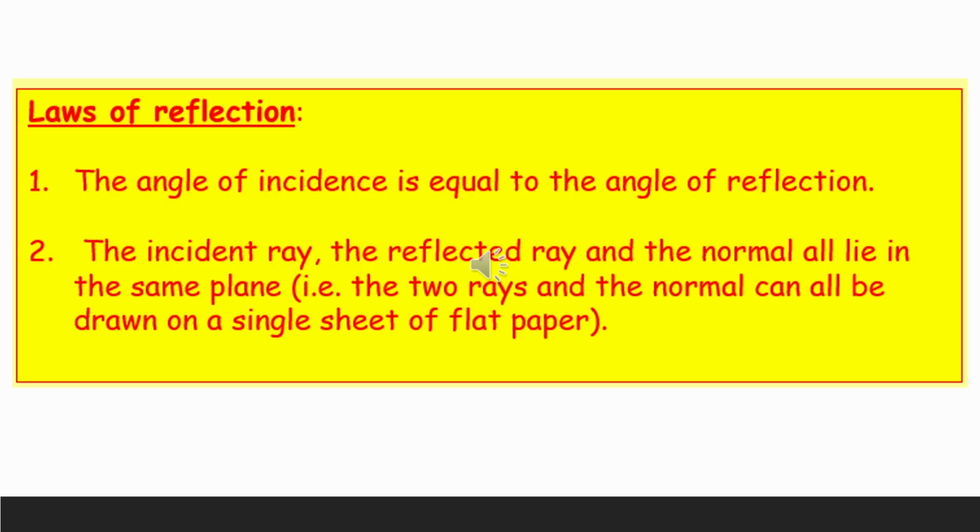For reflection, there are two main laws that you will need to remember. The first, the angle of incidence has to be equal to the angle of reflection. And the incident ray, the reflected ray, as well as the normal line are in the same plane.